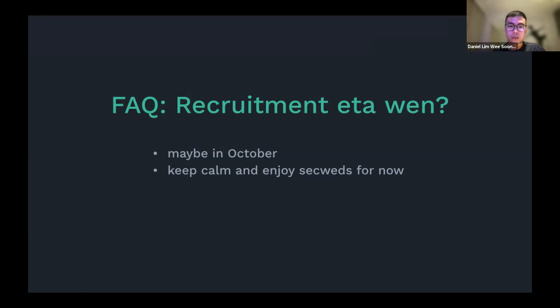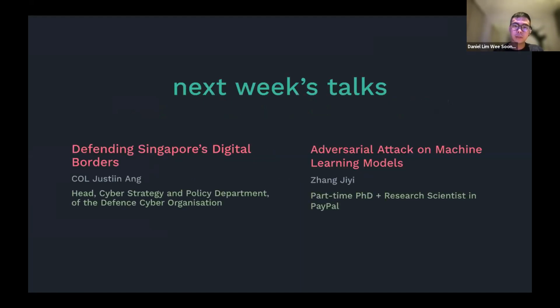Okay, so hopefully this answers most of the questions that you might have, and I'm done with my sharing. So here are the talks for next week. Actually, we haven't even started this week's second talk, but here's an announcement. So first we have Colonel Justin Ang from MINDEF, who will be talking to us about defending Singapore's digital borders. So this talk will be exclusive to NUS students only. So later we'll need to log in with our NUS account. So try not to miss it, because we will not record this talk.